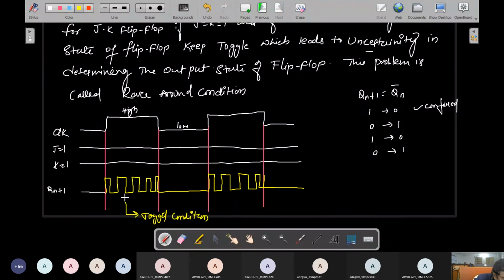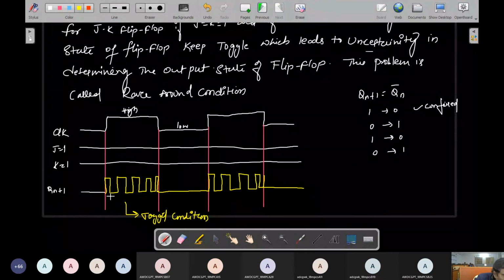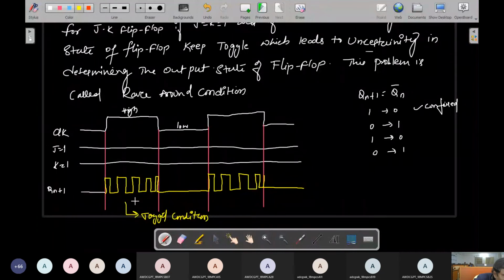The JK flip flop cannot determine this state actually, whether it is 0 or 1, because the SR flip flop also could not determine it. To eliminate that situation, they developed the JK flip flop, but in the JK flip flop also the output will be a little bit confused. Why? Because the JK flip flop does not identify whether it is 0 or 1 properly.